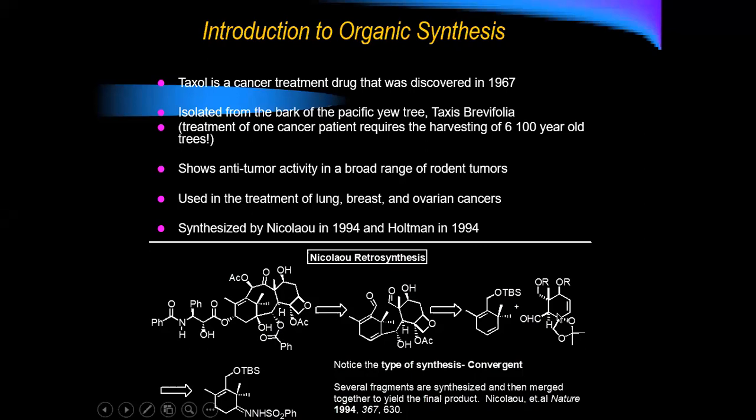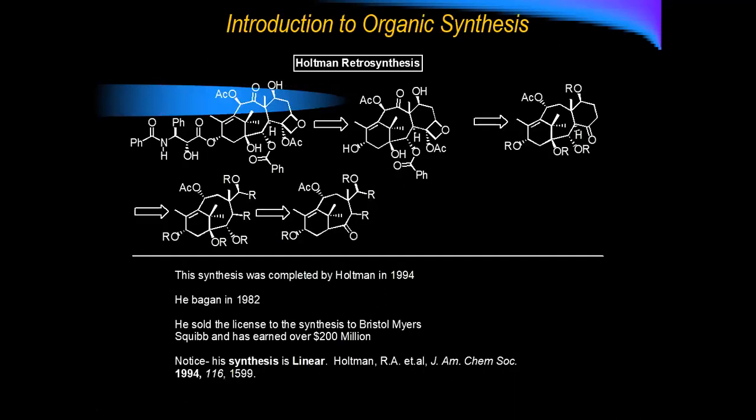So here, you put these 2 fragments together, and then to here, and then from here to the final target. This is what you call a convergent synthesis, right? The convergent synthesis takes smaller fragments and you add them together, right? And then linear synthesis takes an initial fragment and you just keep building on top of it. All right, so that's the Nicolaou retrosynthesis.